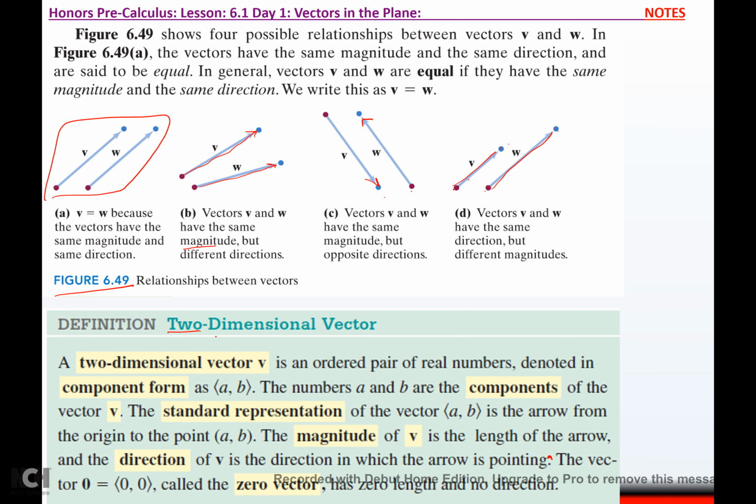All right, a two-dimensional vector. A two-dimensional vector V is an ordered pair of real numbers denoted in component form as <a, b>.